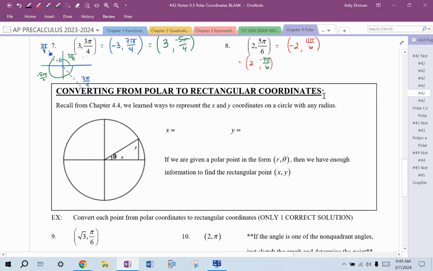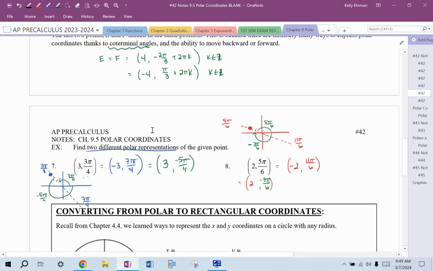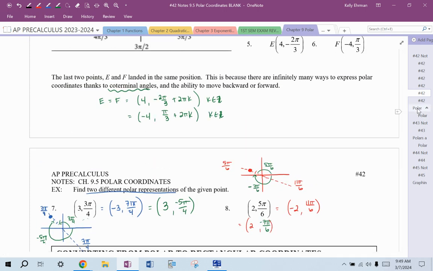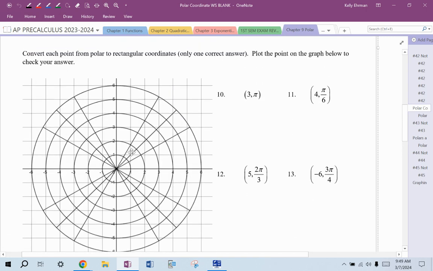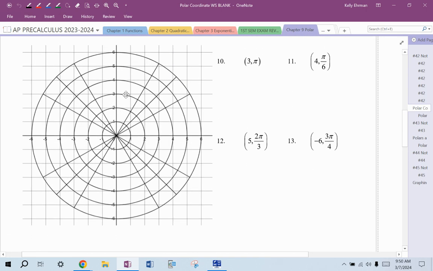All right, what else could we do? Converting from polar to rectangular. So if you can imagine this, actually on our homework tonight I have this. Let me find this. Yeah, if you can imagine the polar grid overlaid on top of the rectangular coordinate, anytime we plot a polar coordinate, we could come up with, well, what is that on the XY plane? How far left or right and how far up or down?